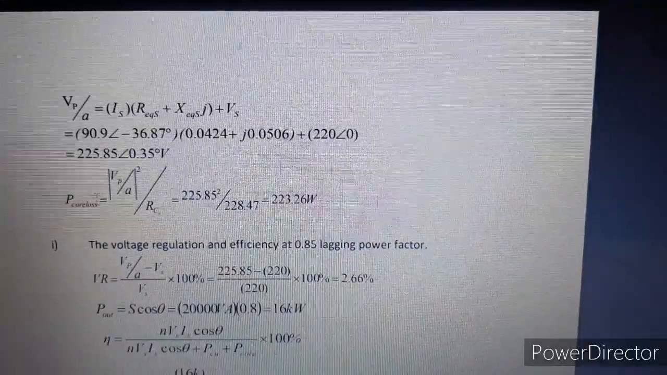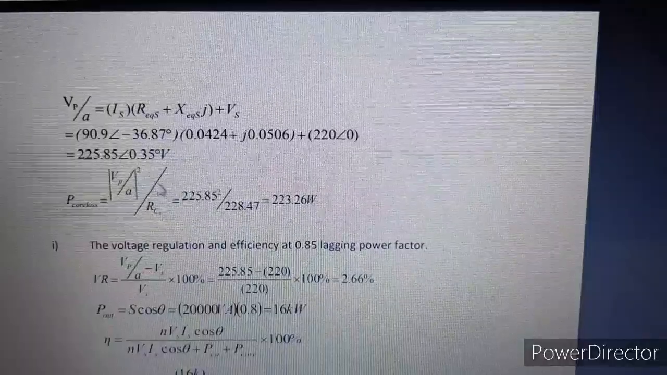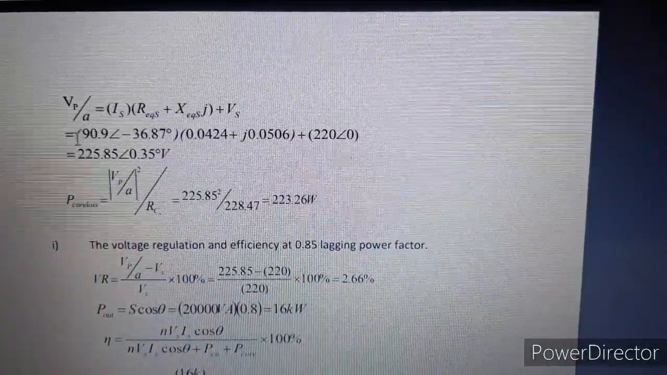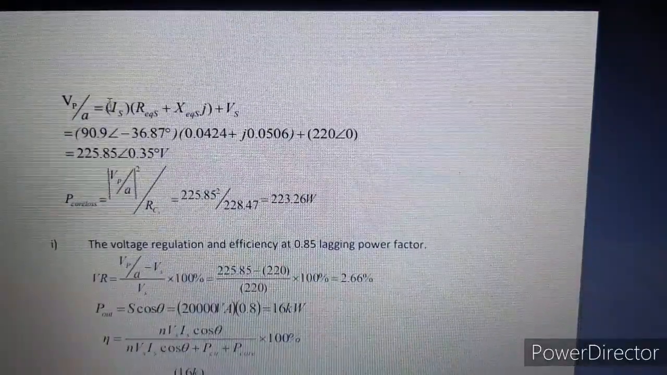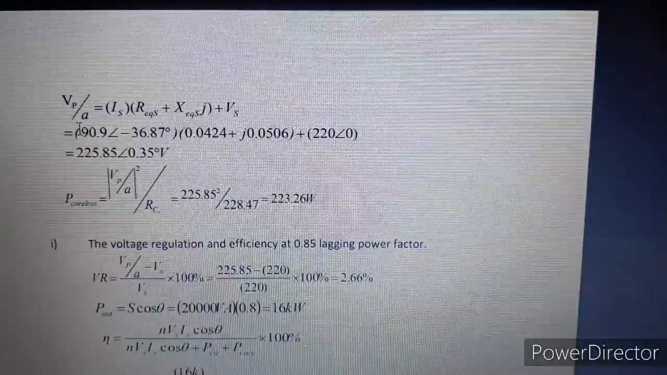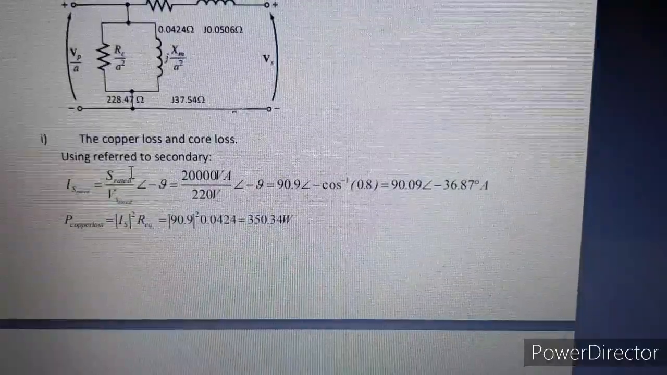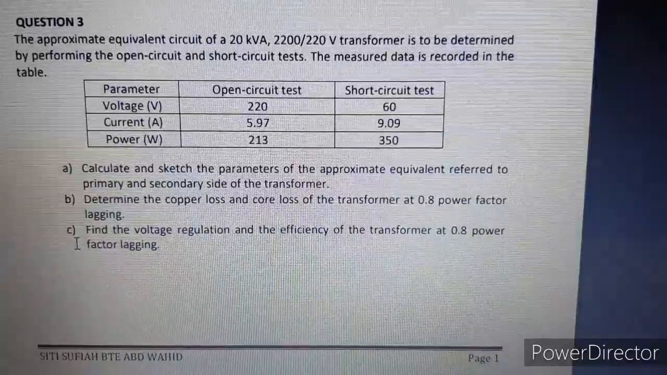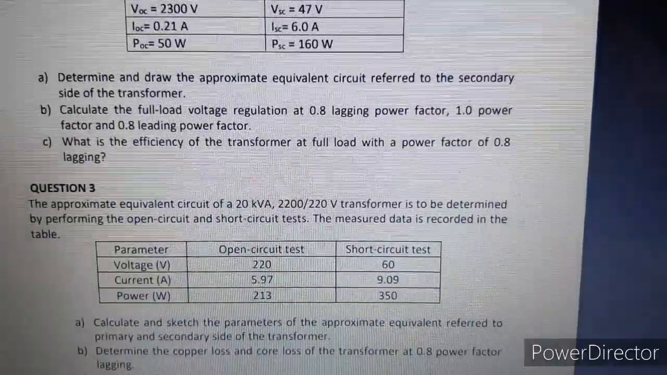When you calculate P core loss, because we are calculating real power, just take the magnitude. 225.85. So that is your core loss. Again, in this KVL we don't need to multiply IS with N because your N is 1. You can also put 1 here, but you get the same answer. So this settles core loss and copper loss. Number C, they want VR and efficiency at 0.8.